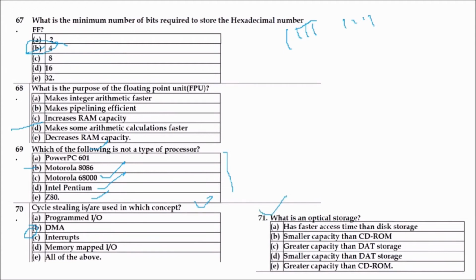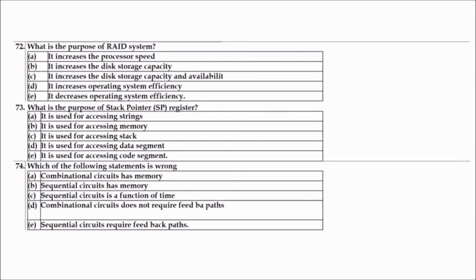Next is, what is an optical storage? Can you find the answer? The answer is A. Has faster access time than the disk storage. Okay, so optical storage has faster access time than disk storage. We'll go with A.